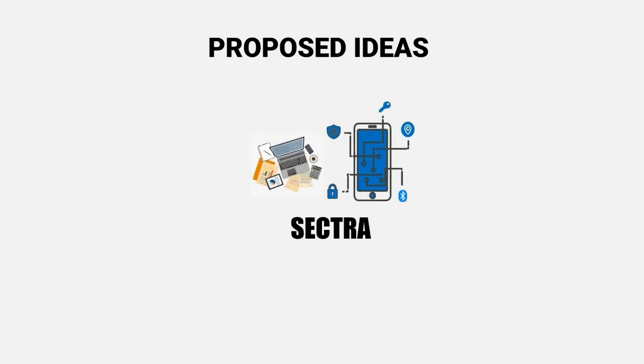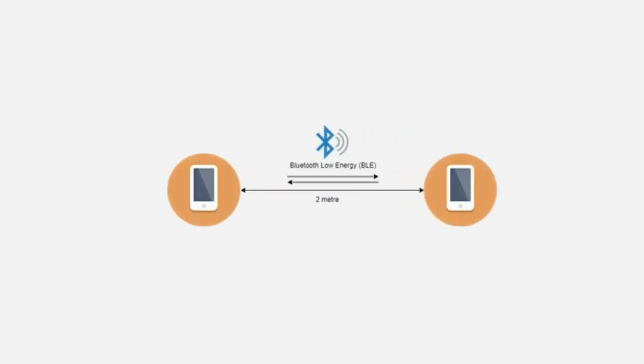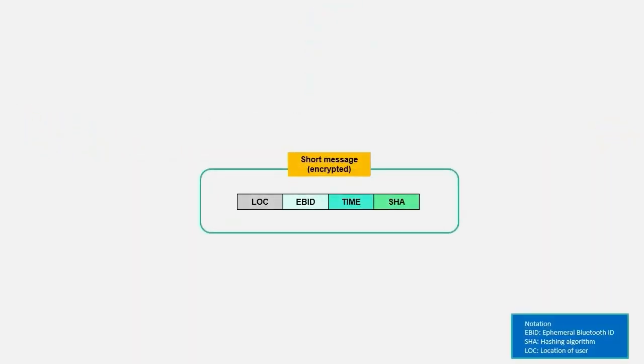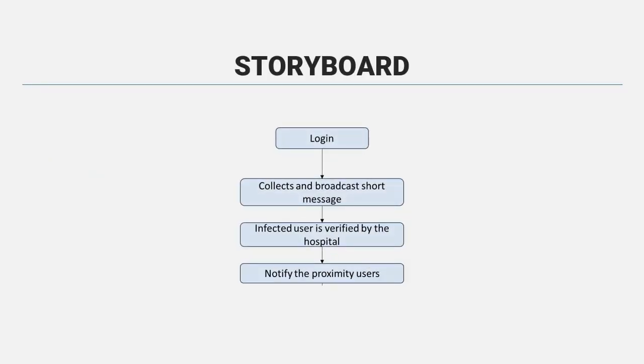In this project, we have developed a web-based engine and also a mobile application named Sectra. This application will broadcast messages between nearby devices by using Bluetooth. Therefore, we implement encryption on the message that is broadcasted. To give a clear view, the process starts with login and then collecting and broadcasting short messages. Next, the infected user is verified by the hospital, and lastly, it will notify the proximity users.